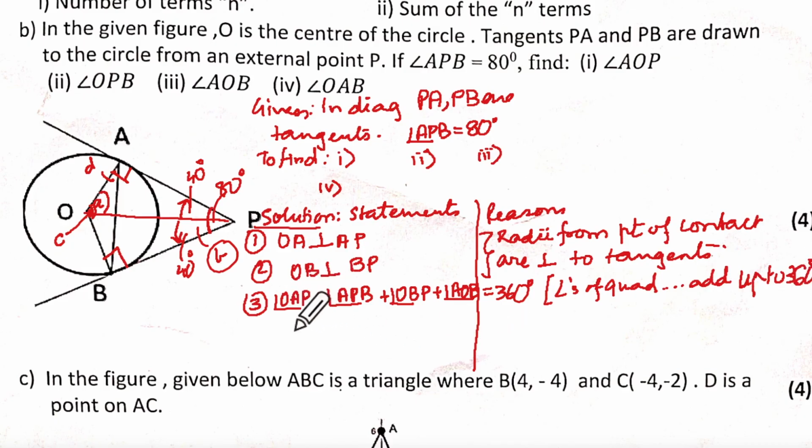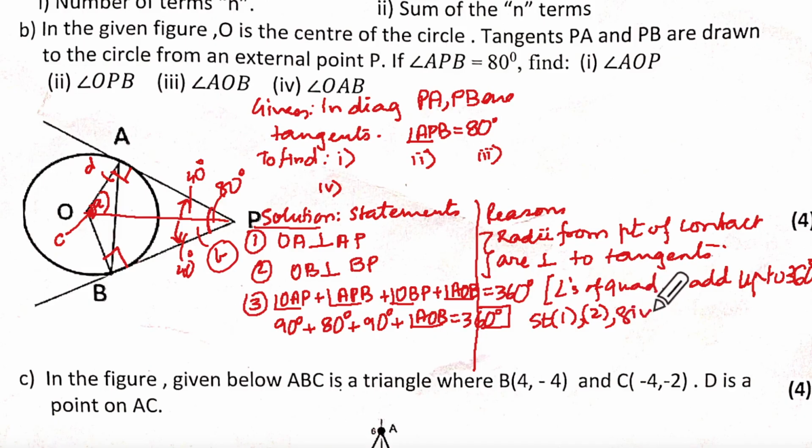Now OAP is how much? 90 degrees. APB is 80 degrees. OBP is 90 degrees. Plus AOB, I do not know, equal to 360 degrees. And this will be from which statements? Statement 1 and 2 and given. That will give us, this is 180 on that side. So straight you can say angle AOB equal to 360, 180 minus, no, 1 minute, what did I do?